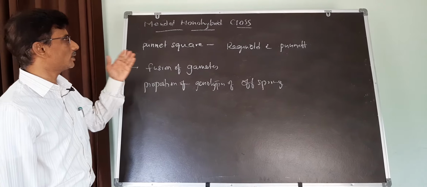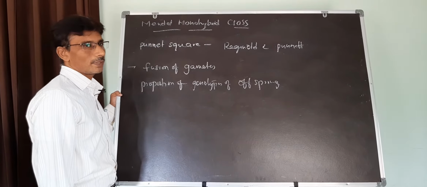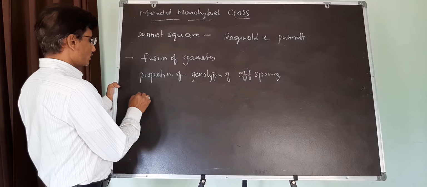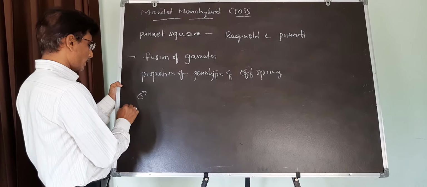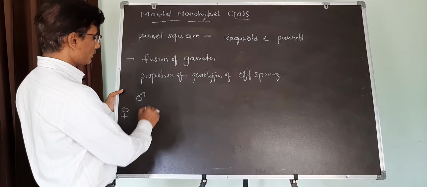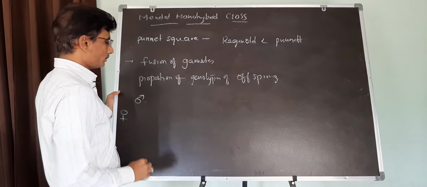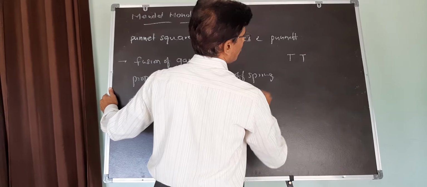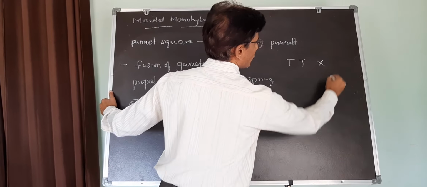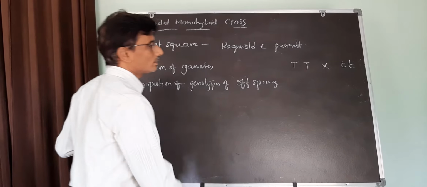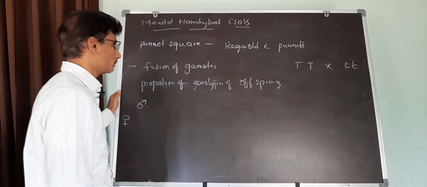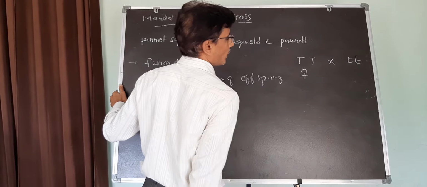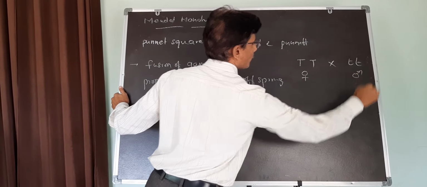Okay, let us understand the Mendel monohybrid cross with the help of the Punnett square. Very simple. First, we take one as the male parent and another as the female parent. Male parent, as already taken in the monohybrid cross, tall plant capital T crossed with the dwarf plant small t. So, this is the female parent, this is the male parent.